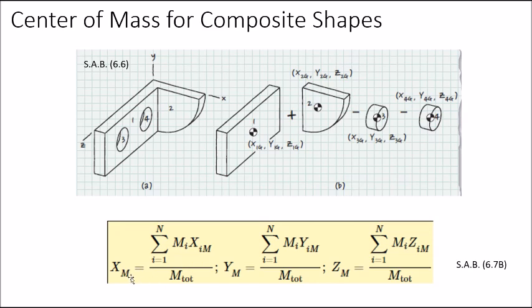So we can say that the centroid, or the center of mass, of the entire shape is simply the sum of the mass of each component times its x centroid location divided by the total mass. This holds true for the y position of the center of mass and the z position of the center of mass. So instead of integrating a complicated shape, we will just take the sum of each component's center of mass normalized by its own mass.